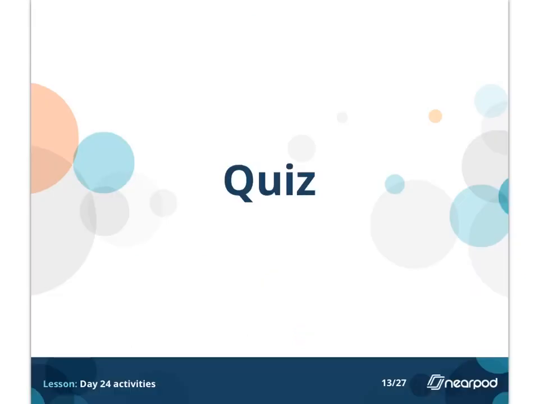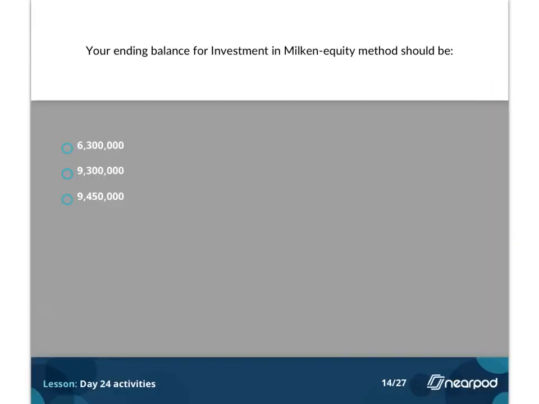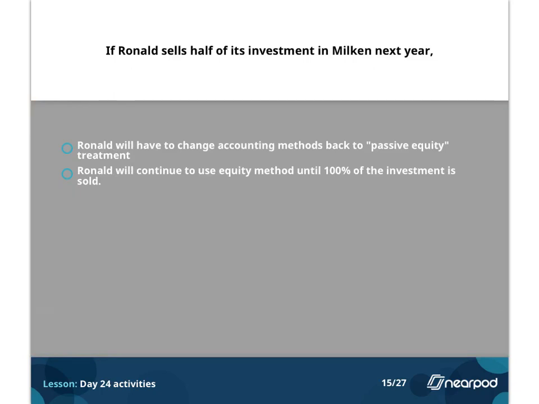So there's that one. And we have some quiz questions that are just going to reinforce. Here's a question. If we sell off half of the investment, will we have to change accounting methods? And you should say definitely we would have to change back, okay? Anytime we jump over that 20% threshold, we have to change accounting.